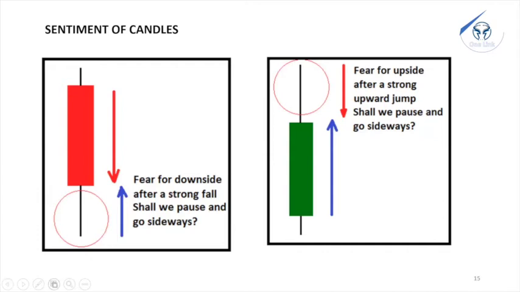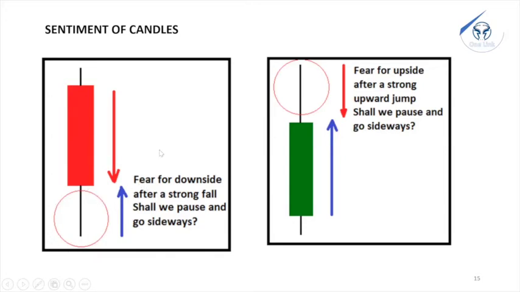So when you see a candlestick formed like this, the body is in a red color. You can see a long tail, an upper shadow that is short, and a lower shadow that is long. So what does that indicate? Fear of downside after the strong fall. Shall we pause and go sideways? In a bear candle, what is the last thing that happens? Earlier I told you in my earlier slide, the last thing to happen in a bear candle is bull. By looking at the candle, the last thing that happens is bull.